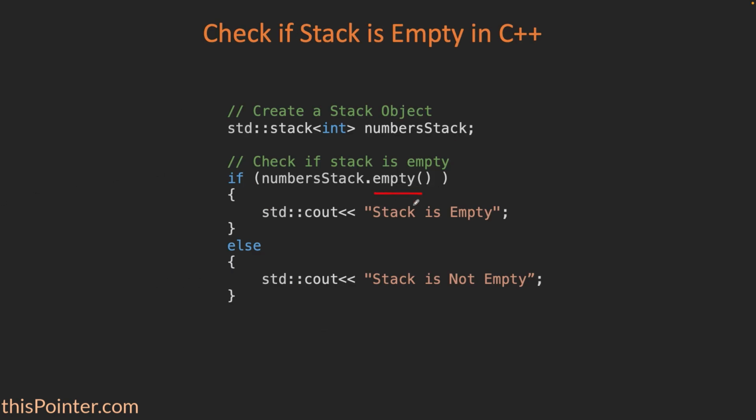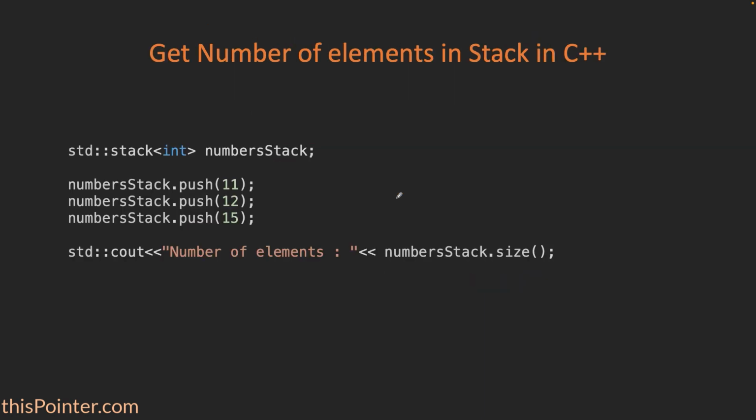Stack class provides a function empty. It returns true if the stack is empty or it contains no element. For example, in this line we have created a stack of integers, but we didn't push any element into the stack. Therefore, stack is empty. So if we call the empty function on this stack, it will return true because there are no elements in the stack. Now let's see another functionality of the stack.